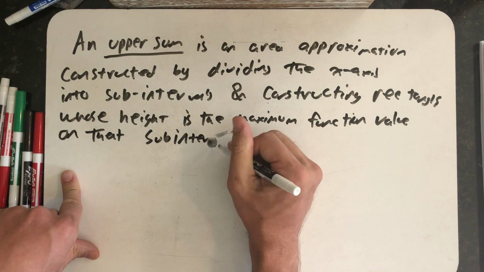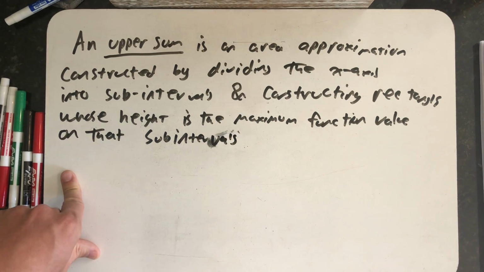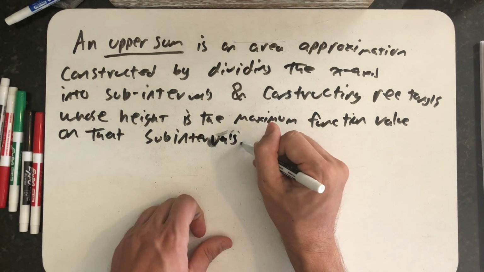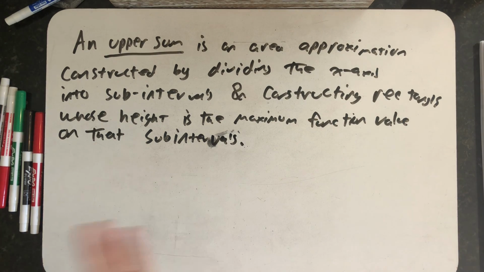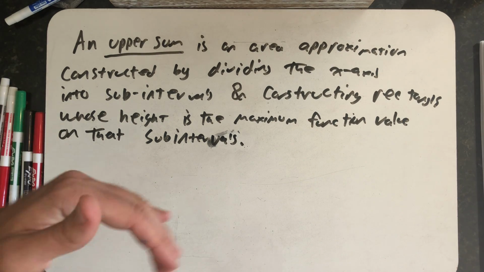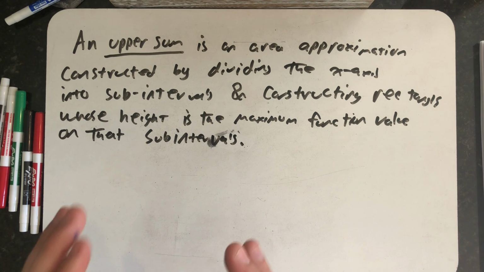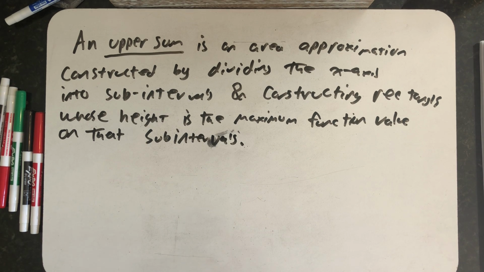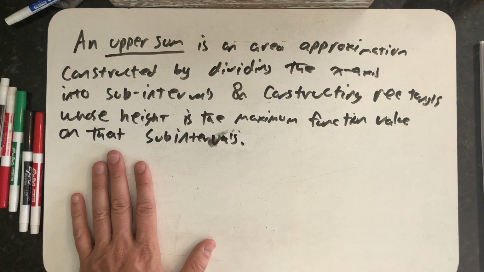Well, the equation we've been dealing with, 4 minus x squared, it's very easy to find those maximums. Now, we do realize that if a function goes up and down and turns a lot, finding a maximum value over a subinterval might be difficult, but fortunately, we did just study how to find minimums and maximums given a function. Well, this is an upper sum. We've been looking at upper sums.